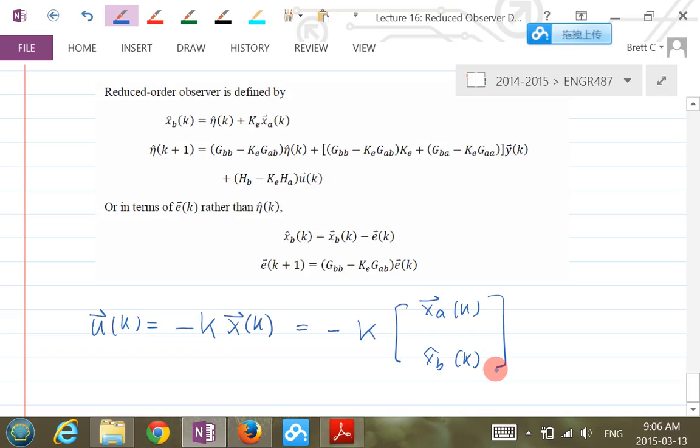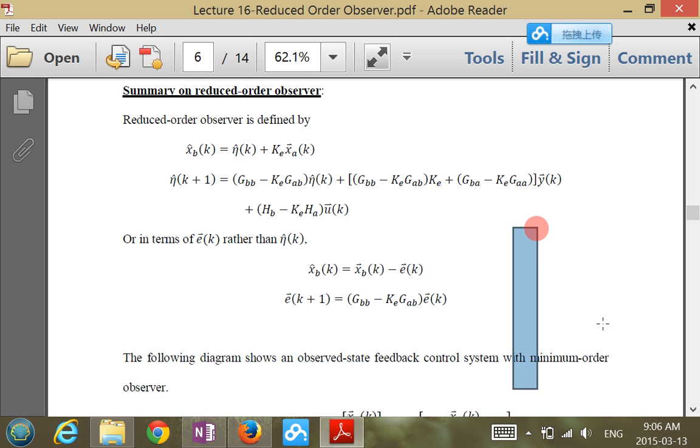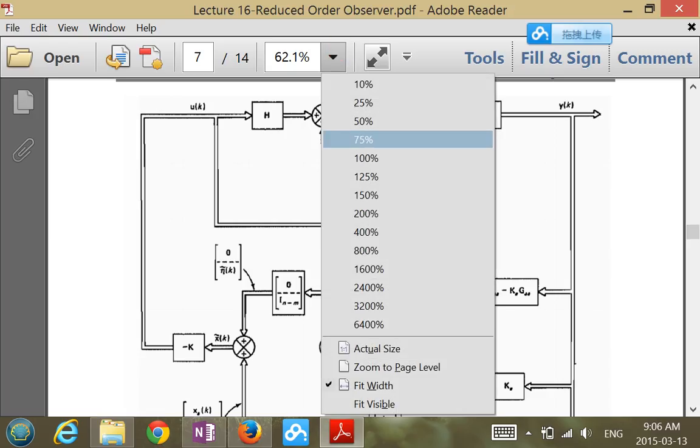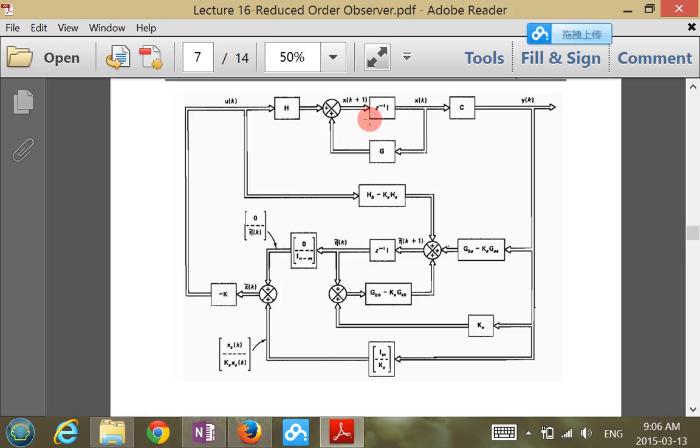So the whole idea is like this, and you can implement this equation here. Implement this reduced order observer together with your original system. And the implementation is essentially going to look like this.